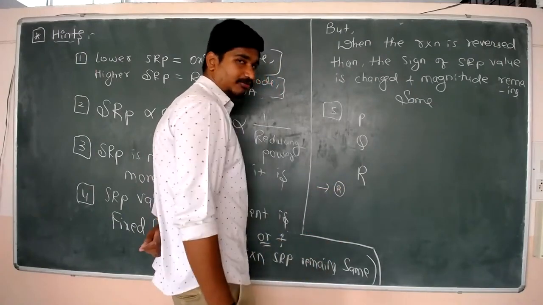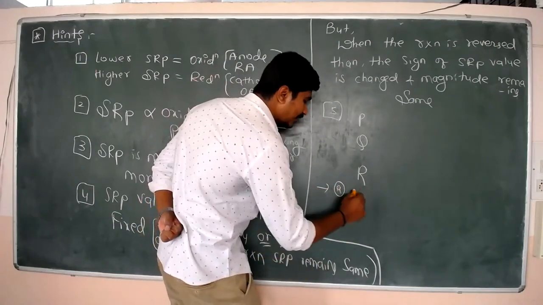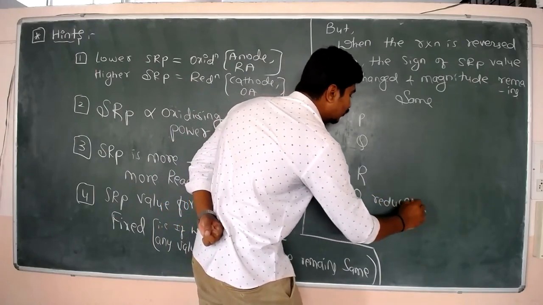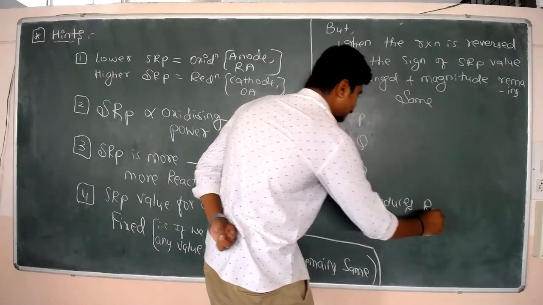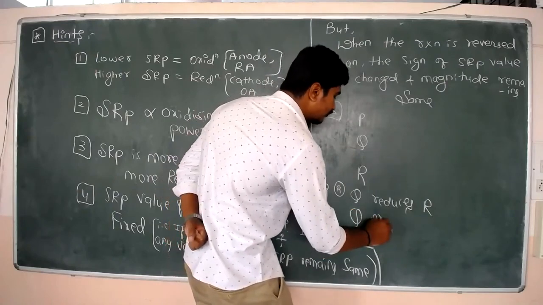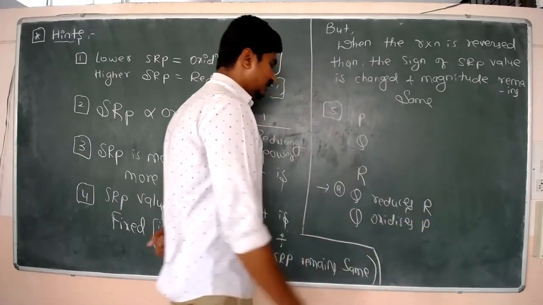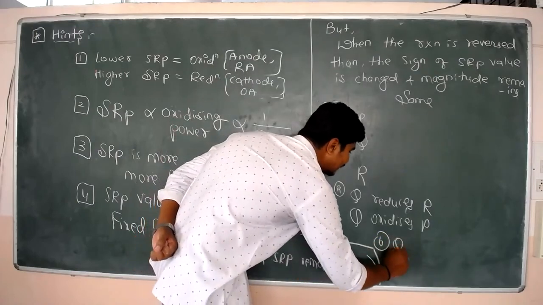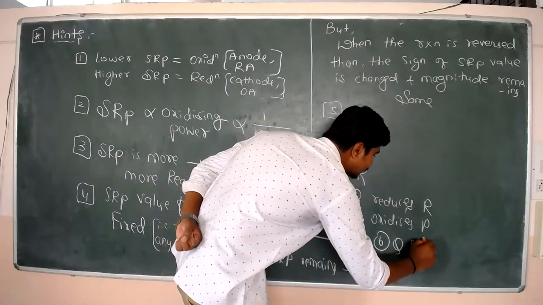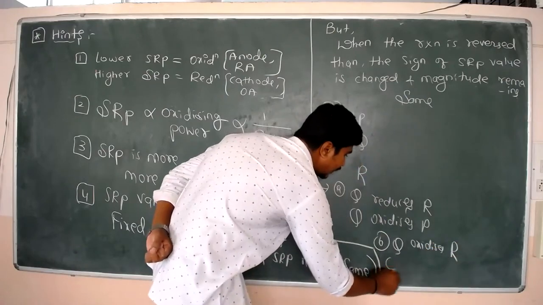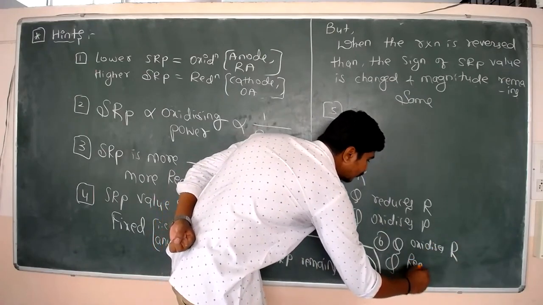First option, number 1: A. I am taking only 2 options here. Which one is correct? Q reduces R, Q oxidizes P. That is the first option. The second option, B, is the reverse: Q oxidizes R and Q reduces P.